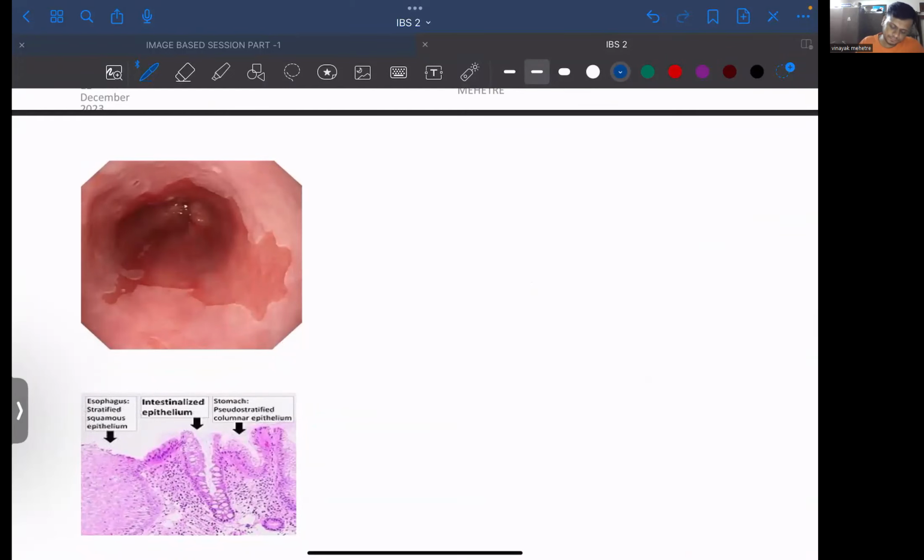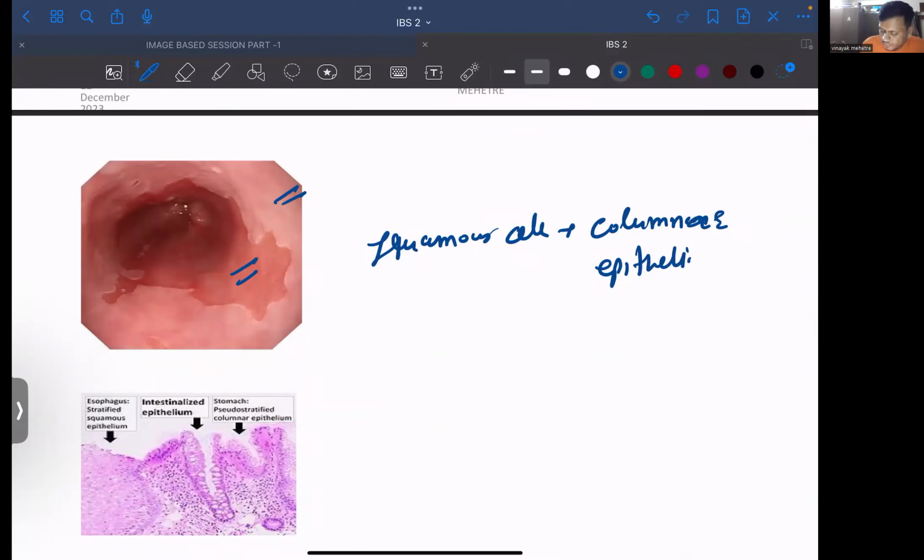Take a look over here. It looks red and it looks white. So what has happened over here? Squamous cell epithelium is replaced by columnar epithelium, right? So it is seen in Barrett's esophagus. ठीक है?